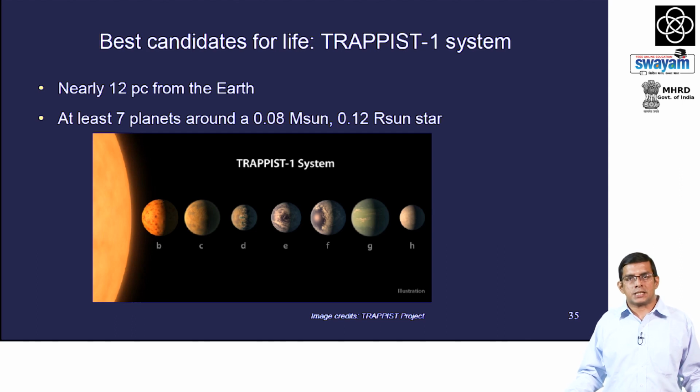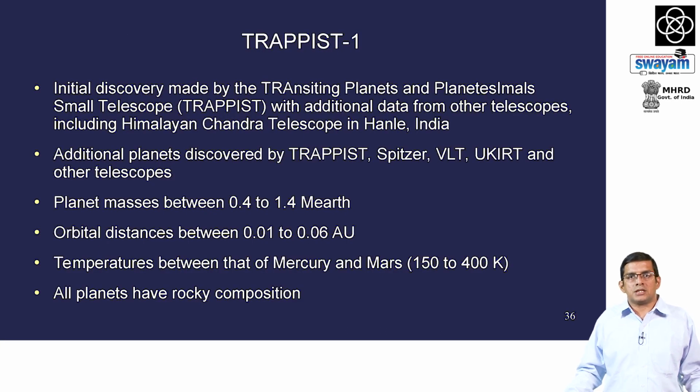The best candidate for life so far is in the so called TRAPPIST-1 system. This is a planetary system around a star that is around 12 parsecs from us. The star is about 1/10 the mass of the Sun and about 1/10 the radius of the Sun, and at least 7 planets have so far been detected around the star. The initial discoveries were made by the Transiting Planets and Planetesimals Small Telescope, TRAPPIST. Additional planets were discovered by the TRAPPIST mission itself and also by other space and ground based telescopes.